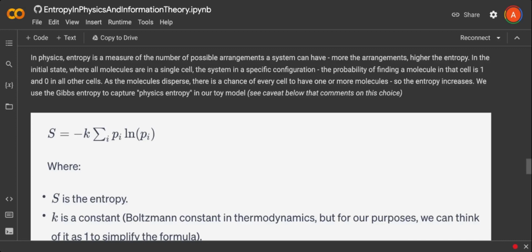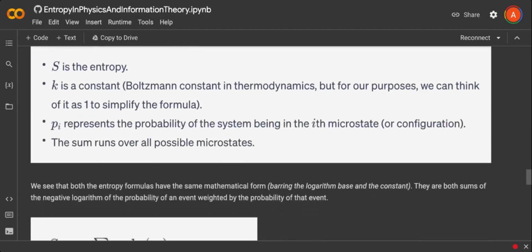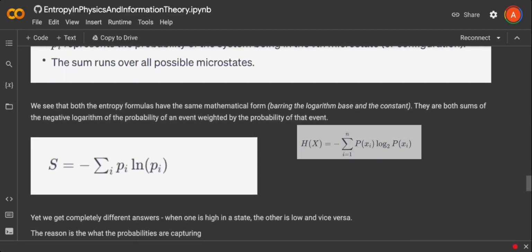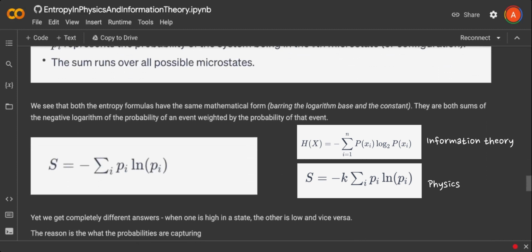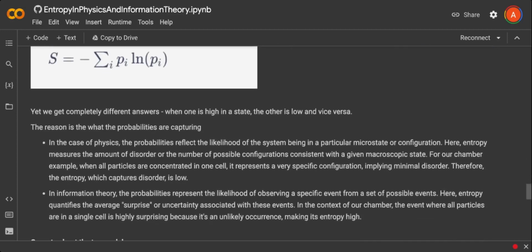If we examine the formula for computing entropy in information theory and physics, we see that both the entropy formulas have the same mathematical form, other than the logarithm base and the constant. They are both sums of the negative logarithm of the probability of an event, weighted by the probability of that event. Yet we get completely different answers. When one is high in a state, the other is low, and vice versa.